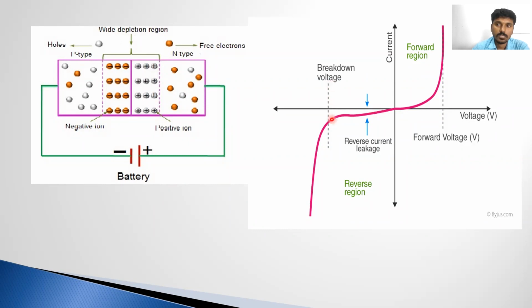If we increase the reverse voltage more and more, then at one voltage level the diode will be turned on in the reverse direction also. The voltage at which the diode turns on is called the breakdown voltage. If we keep increasing the reverse voltage, there is a chance to damage the diode, so we should not apply too much reverse voltage. Once it conducts in the reverse direction, the diode will be damaged.